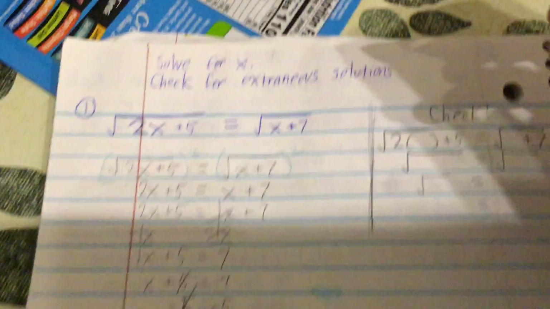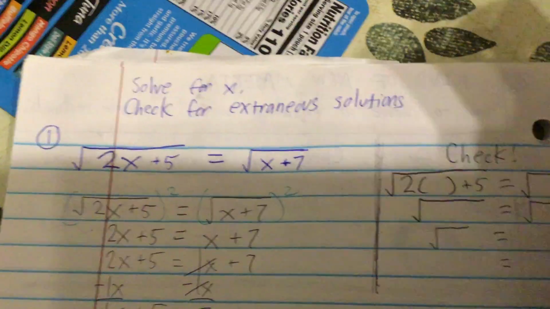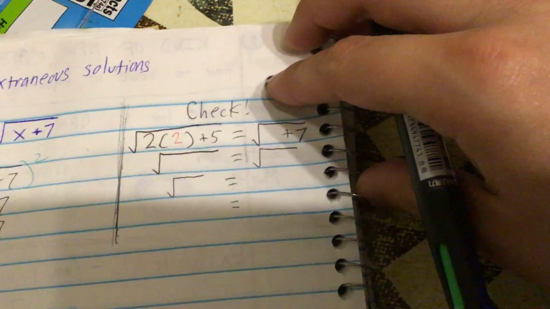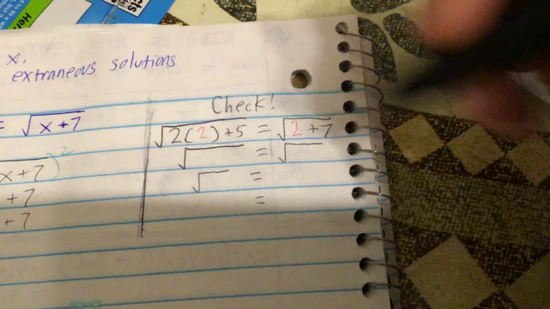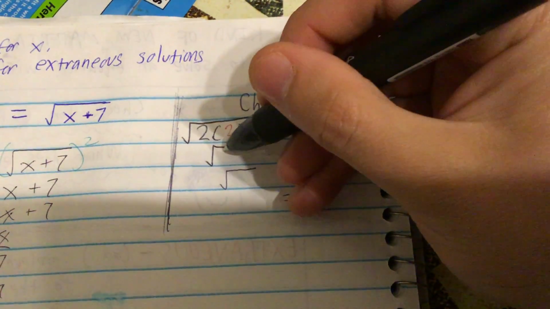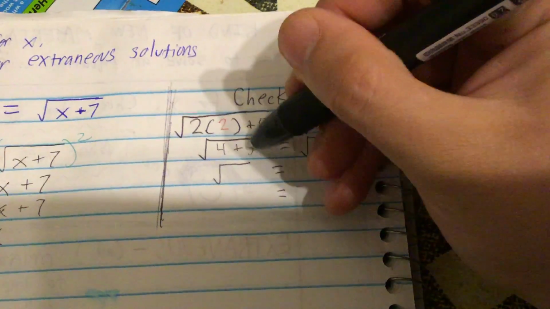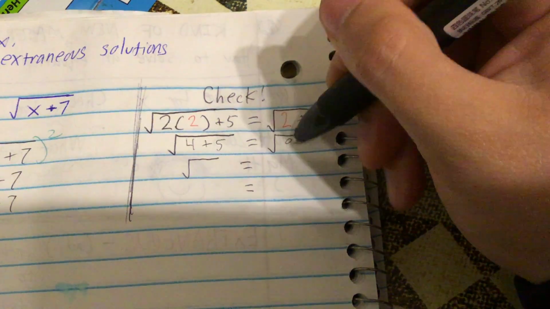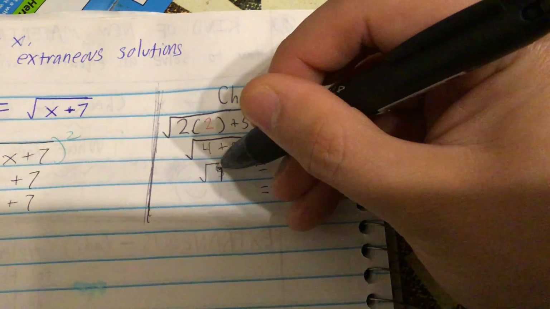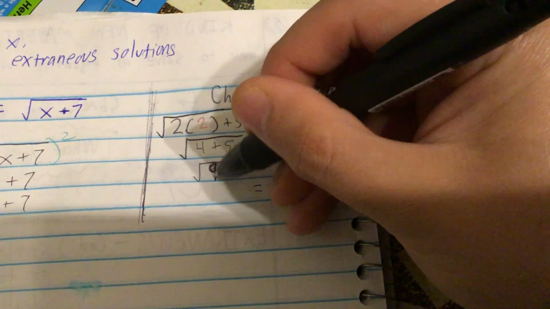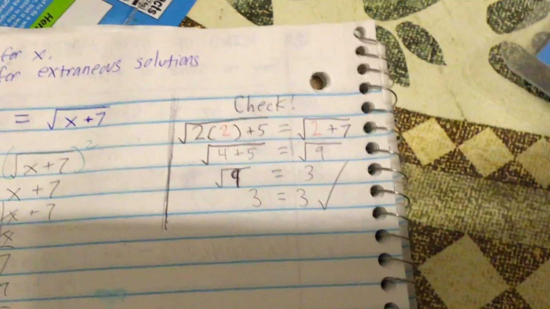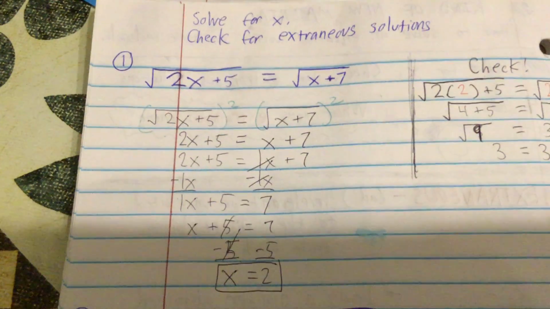But wait, the directions say solve for bogus solutions. So check to see if it works. So I'm going to say x is equal to 2. I'm going to plug in x equals 2 on the left and the right, and hopefully they agree. So 2 times 2 is 4 plus 5. 2 plus 7 is 9. So 4 plus 5 is 9. Sorry about that. There we go. And that's equal to 3. The square root of 9 is 3. So the left and the right agree when x is equal to 2.